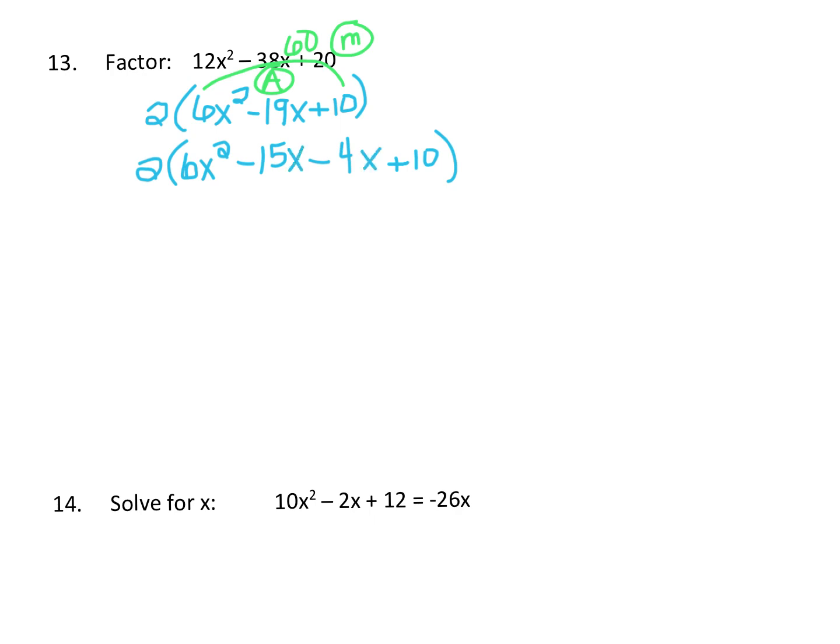All right, so now we can bring our 2 down, and we're going to start the process of grouping. So we group together the first 2 terms, and we group together the last 2 terms. So out of these first 2 terms, we can pull out a 3 as well as an x. And when we pull a 3x out of those 2 terms, it leaves us with 2x minus 5.